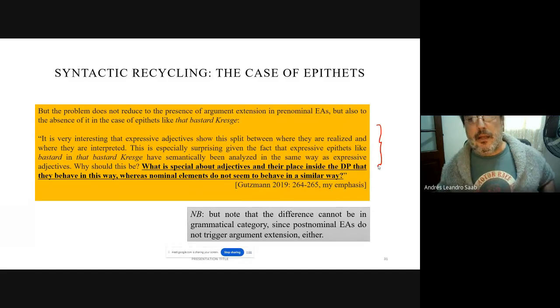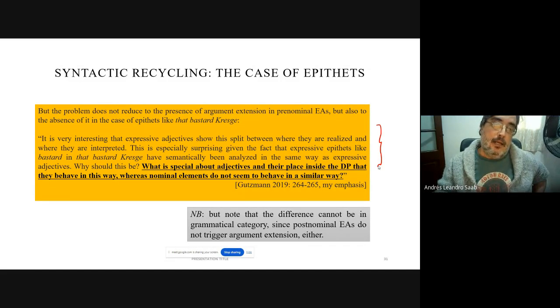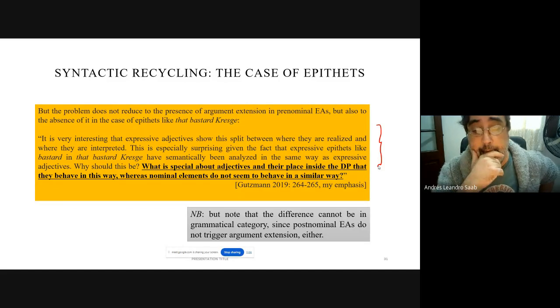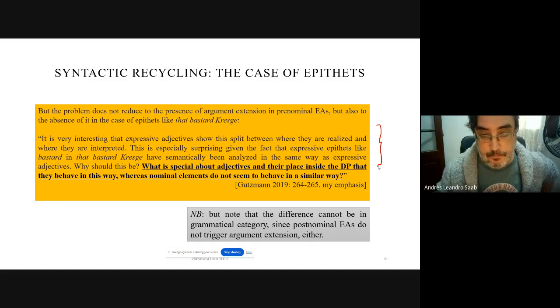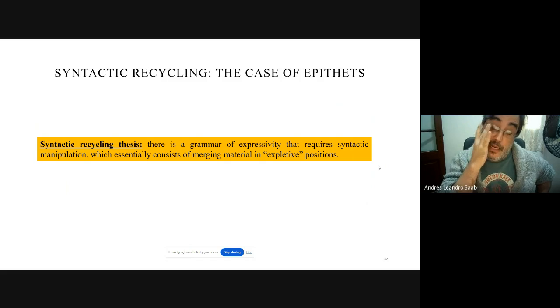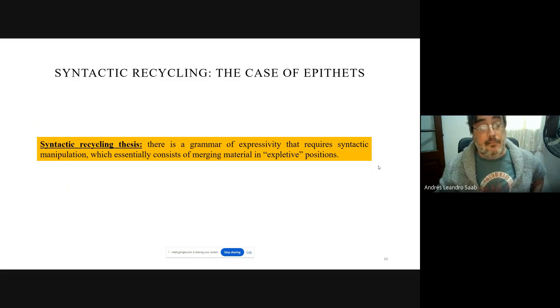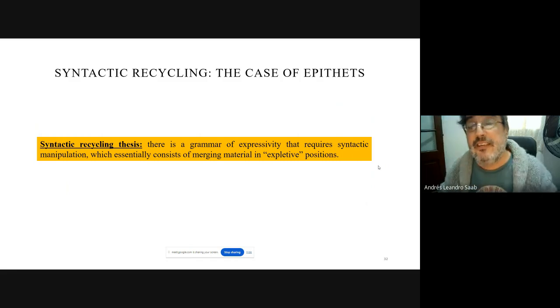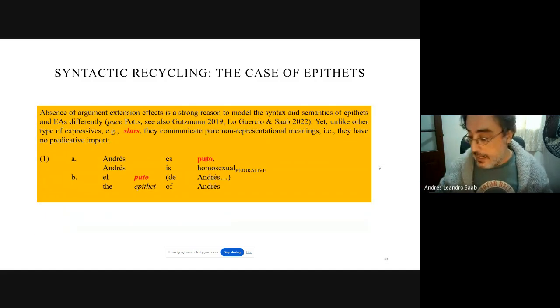So let me show you that even when the epithet does not trigger argument extension, the epithets are still expressive elements. Okay, and probably they are expressive elements in both senses. So the second way to get this type of expressive meaning is just by manipulating an item in positions, or put differently, just merging elements which otherwise are predicative in positions which are not predicative. So what I call the syntactic recycling thesis is basically the operation that consists of merging material in expletive positions. Okay. This is the case of epithets.